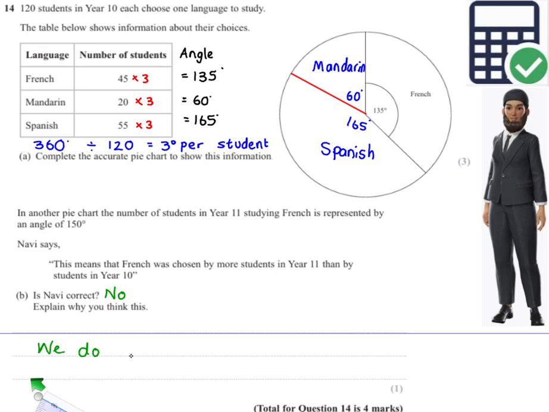Let me write it down as we go along. We do not know the total number of Year 11 boys.